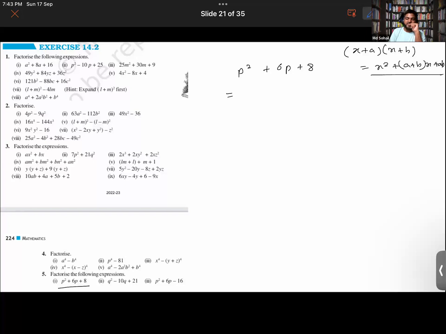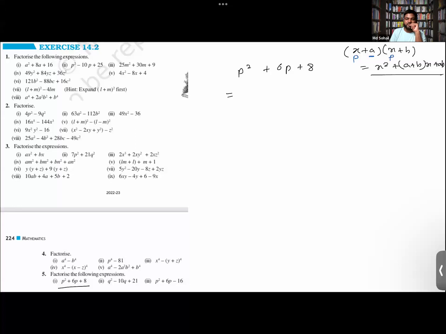In case of x, you will be writing p here. p plus a multiplied by p plus b. So you have to find out the value of a and b here. And remember, I told you earlier, this middle term here, this constant 6 will be equal to a plus b, a plus b multiplied by x here, as you can see.